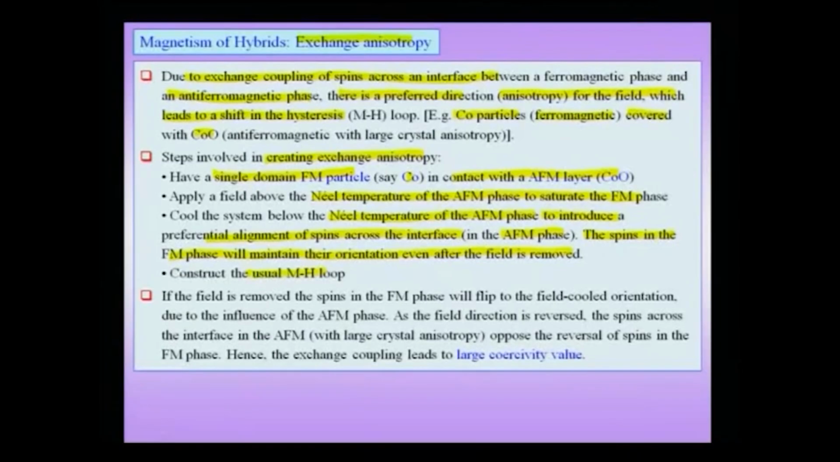Now, we have made the desired composite, or what you might call a structure, and we can now construct the usual MH loop. If the field is removed, the spins in the ferromagnetic phase will flip to the field cooled orientation due to the influence of the antiferromagnetic phase. As the field direction is reversed, the spins across the interface in the antiferromagnetic phase with large crystal anisotropy oppose the reversal of spins in the ferromagnetic phase, and this exchange coupling leads to the large coercivity value.